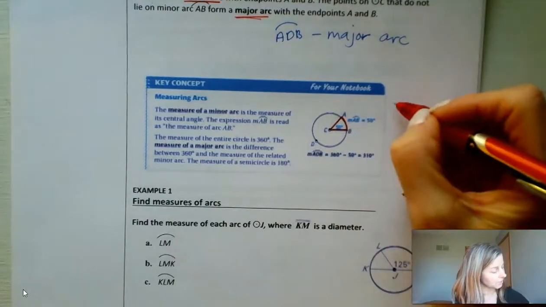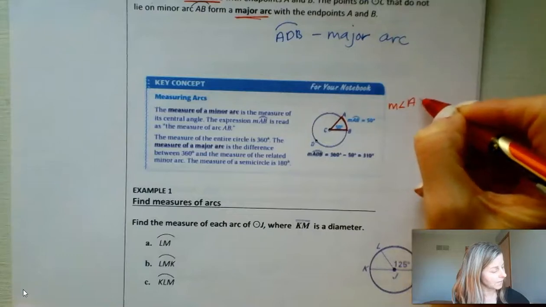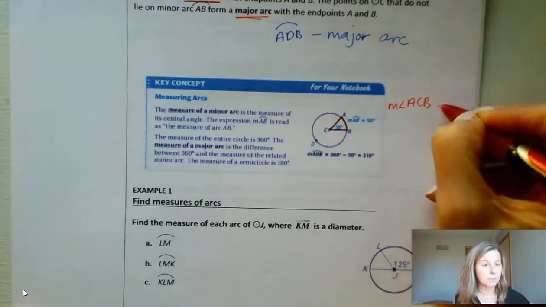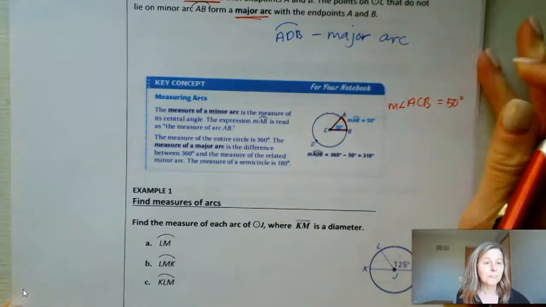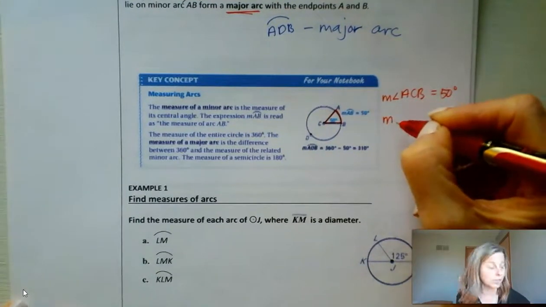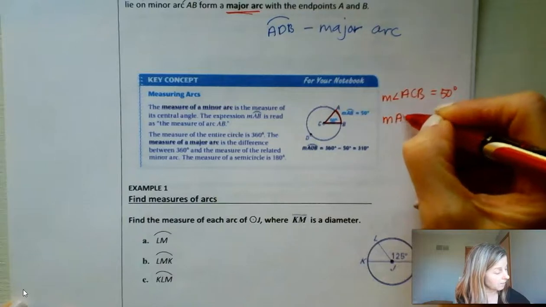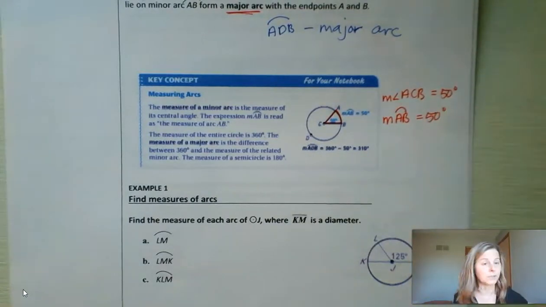Okay, so there's two things going on here. I'm going to write here that the measure of angle ACB is equal to 50 degrees, but the arc is also equal to that. So then I'm going to change the notation. I'm going to write the measure of arc AB is 50 degrees. So one's an angle and one's an arc. Okay, even though they're the same measure, it really represents two different things.